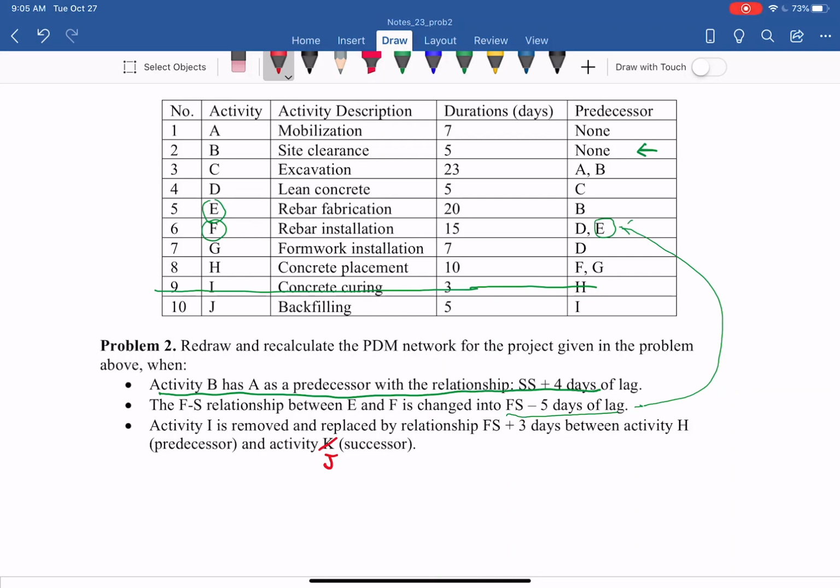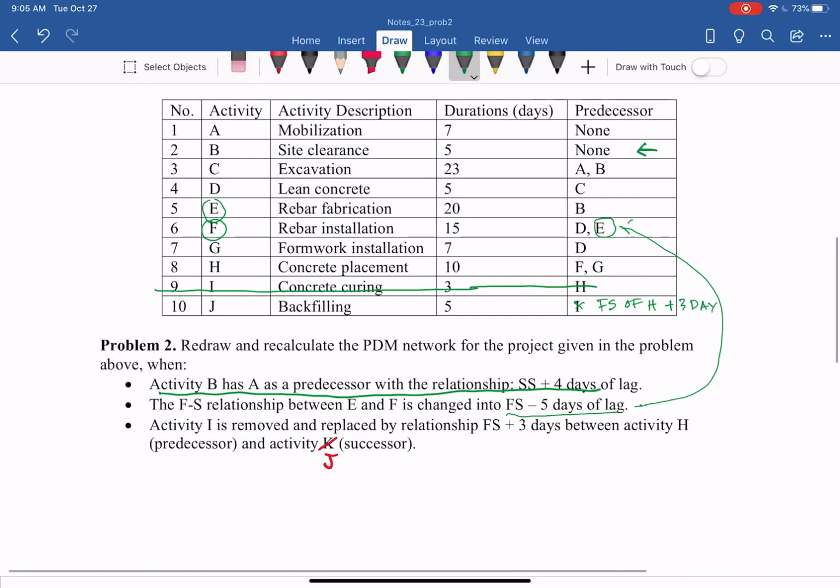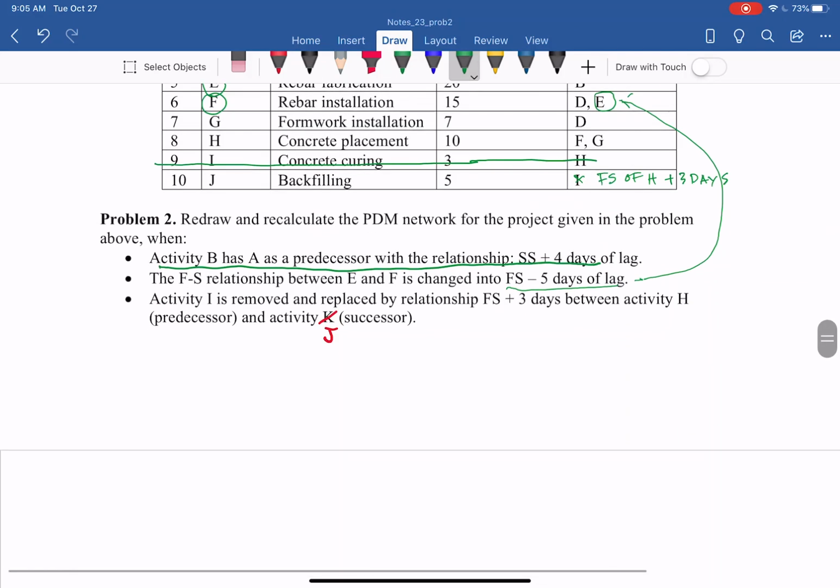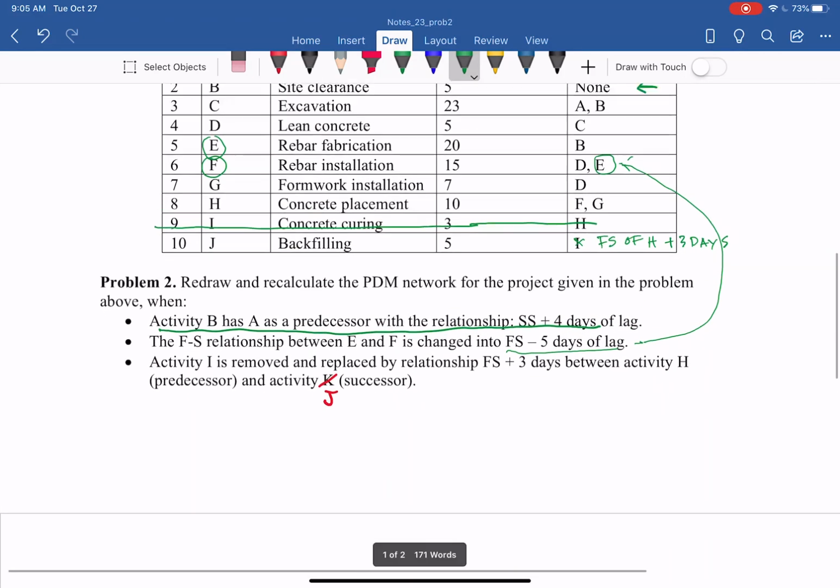So activity I is removed, and the relationship between H and J is FS plus 3 days. Because I is removed, it becomes the relationship FS of activity H plus 3 days, instead of activity I. So the question is, what does the project schedule look like now? Let's go to the schedule with those relationships in mind.